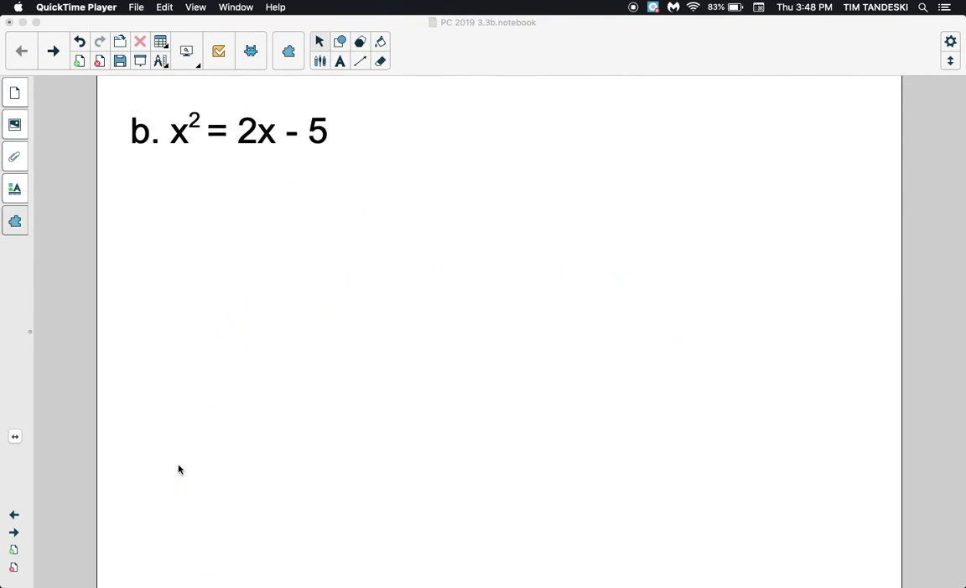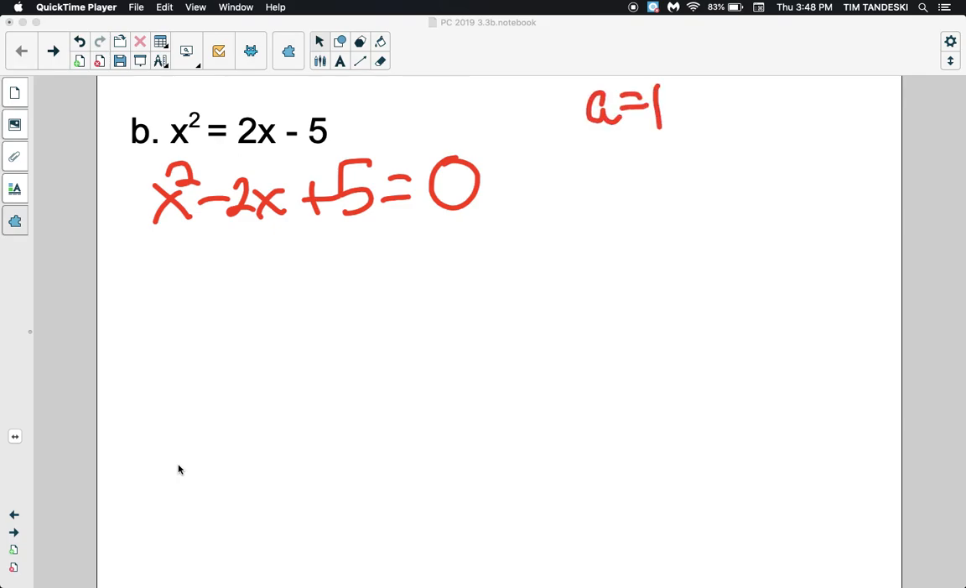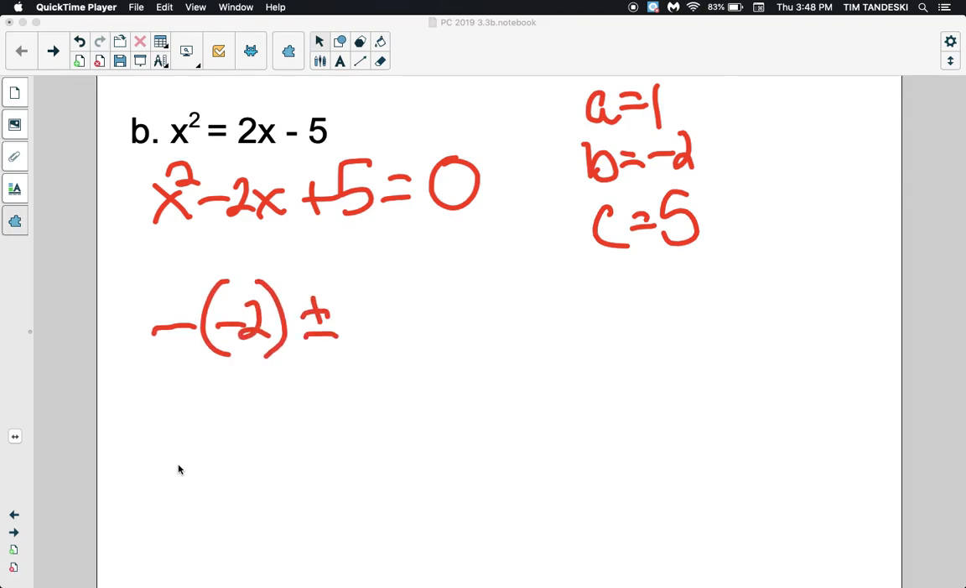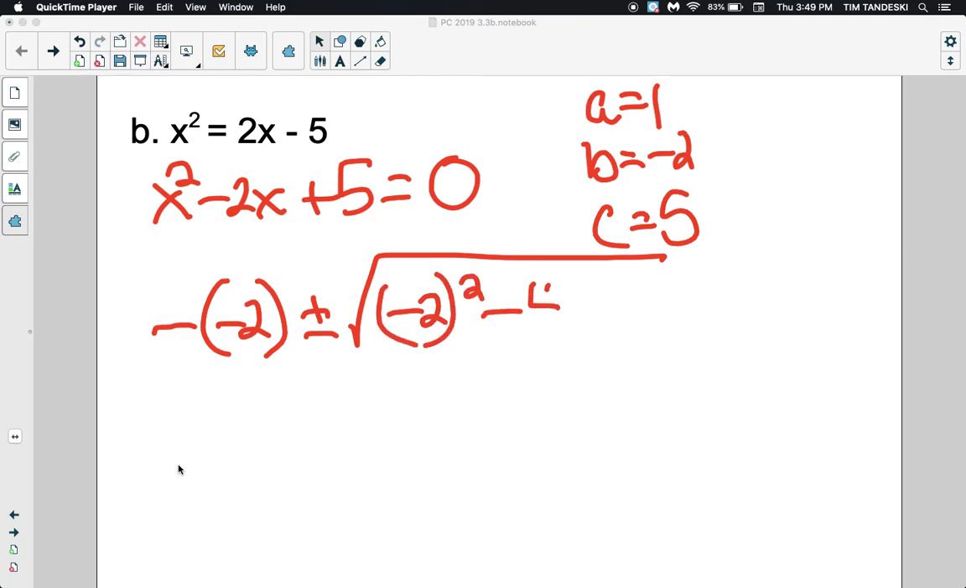All right, I think I've got one more for you. Solve this using the quadratic formula, so I've got to put it in standard form. First step is to put it in standard form, which means set it equal to 0. So a is 1, b is negative 2, and c is 5. So I'm going to have the opposite of b. I'm going to have the opposite of negative 2 plus or minus the square root of negative 2 squared minus 4 times 1 times 5.